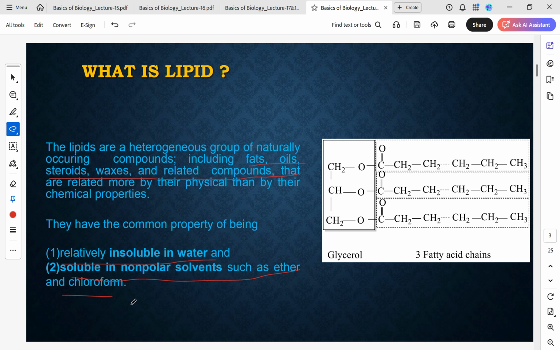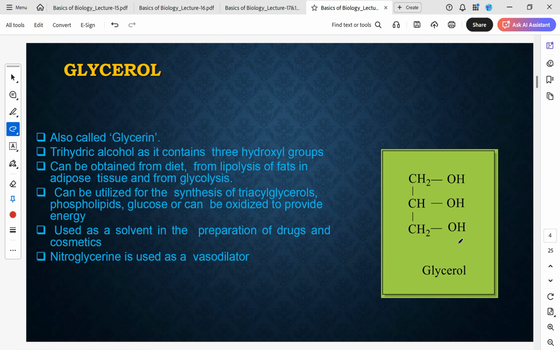The general structure is there is an alcohol group and there are fatty acid chains. The simplest lipid is glycerol, also known as glycerine. It's a trihydric alcohol, containing 3 hydroxyl groups.